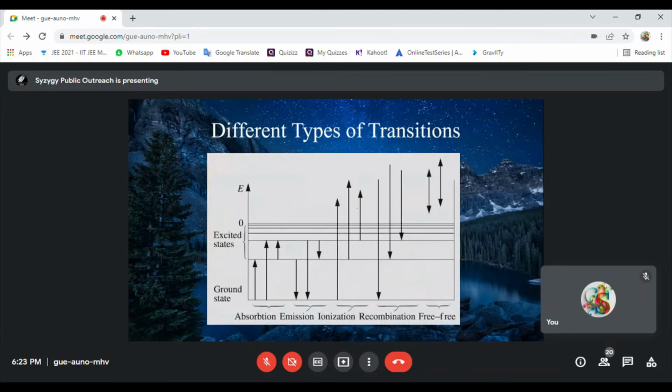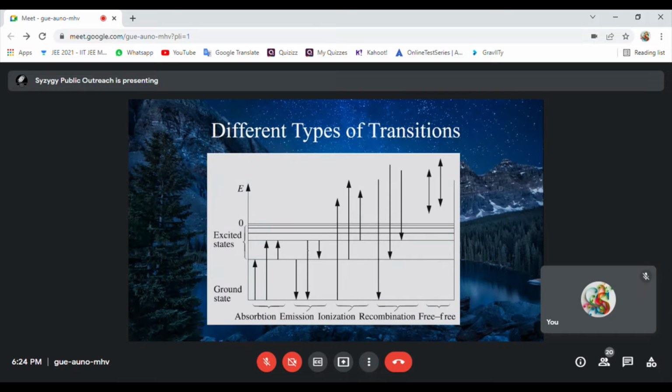Now, these are some different types of transition. I'll explain the free one a bit later. First, let's start with absorption. Any electron moves from its ground state to any excited state. An excited state is any state above the ground state, any energy level above the lowest energy level. So whenever an electron moves from its ground state to any excited state, or from a lower energy level to a higher energy level, it is absorbing radiation.